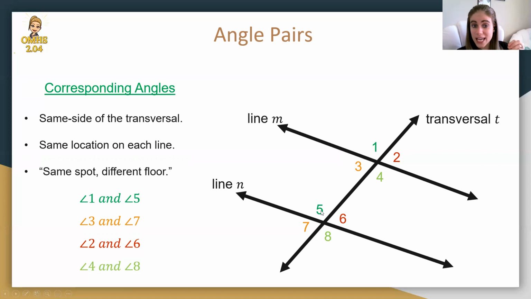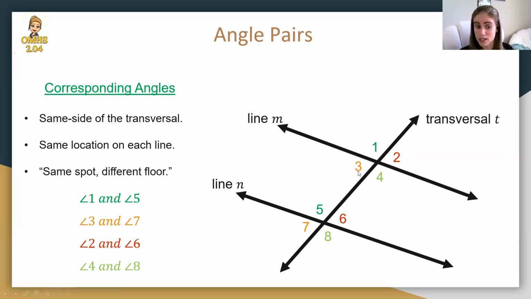And they're both in the same spot, but a different line. So 1 is on top of line M, and 5 is on top of line N. So they're on the same side, one is the top, one is the bottom. And then in orange, 3 and 7 are another set of corresponding angles.